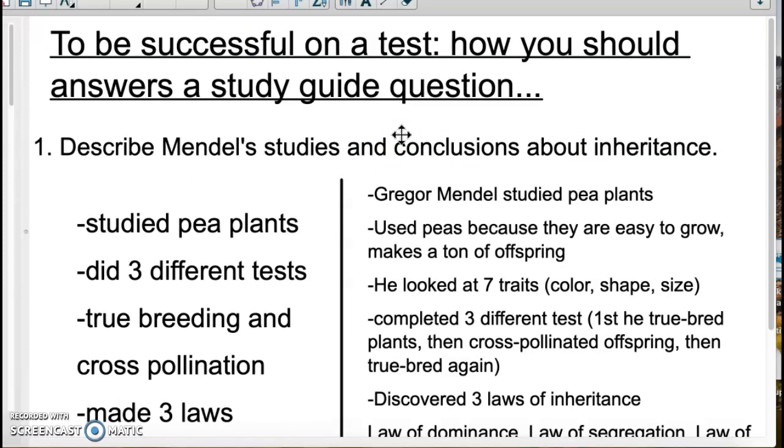So to be successful on the test, using your packet and really thoroughly giving a good, substantial amount of quality answers to fully complete the question would be the best when studying and preparing for your test.